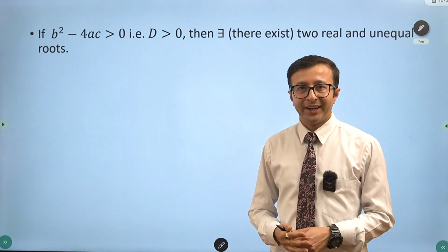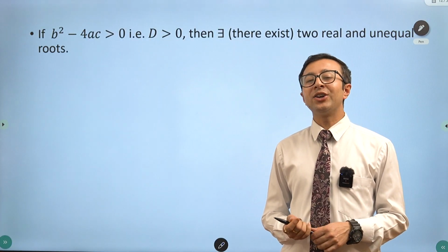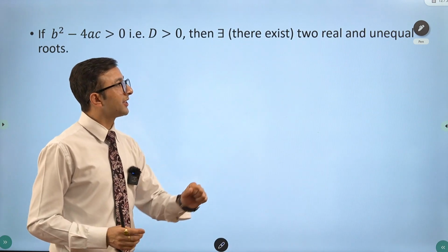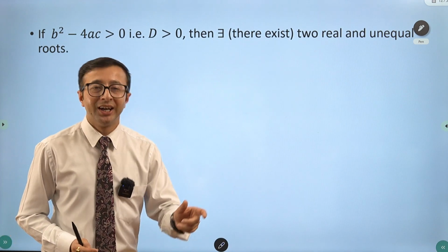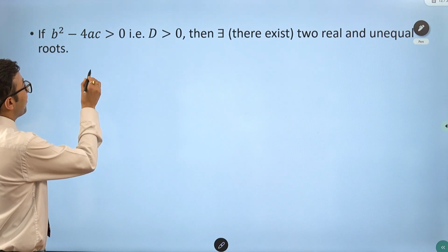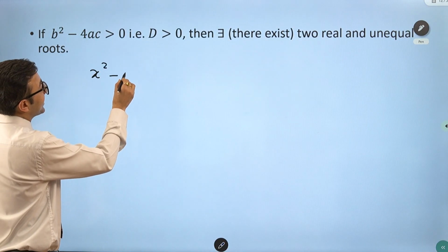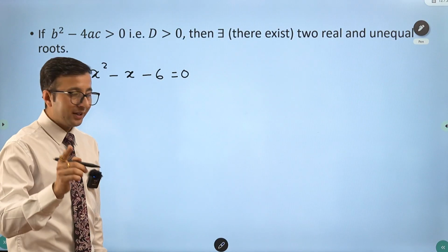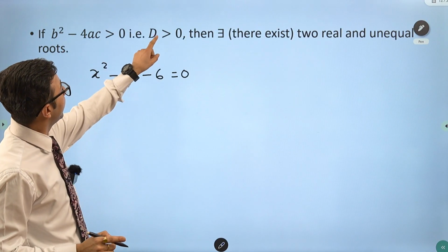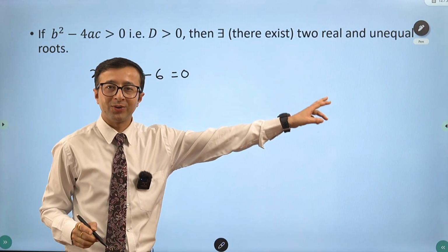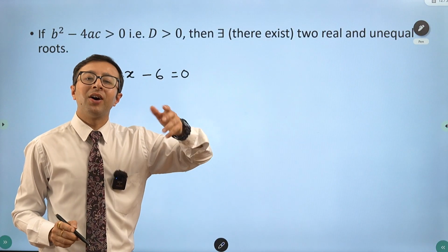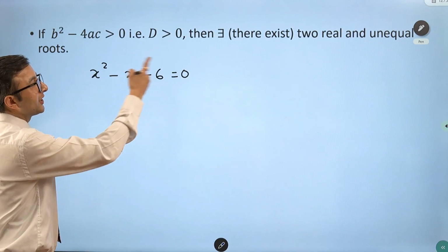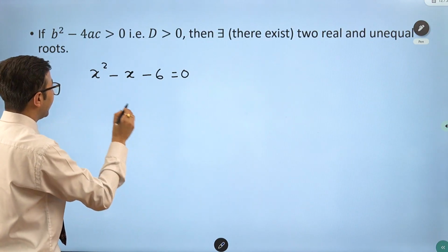Now next comes the nature of the roots. If the value of the discriminant is positive, not equal to 0 but positive, then there exist real but unequal roots. Let's verify with one example: x square minus x minus 6 is equal to 0. Remember again, if the discriminant is positive, there exist real and unequal roots. If there exist real but unequal roots, then the value of the discriminant will be positive. Remember this. Both sides will be satisfied.